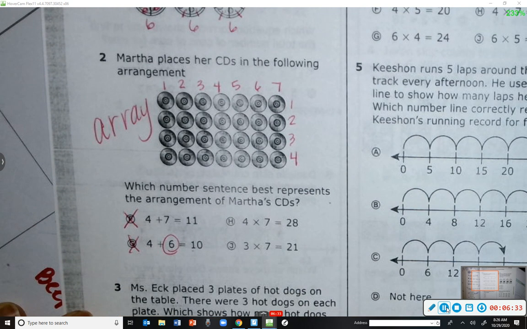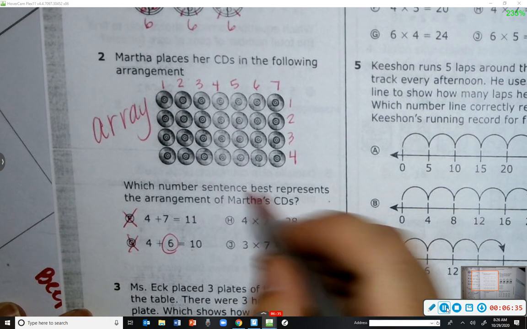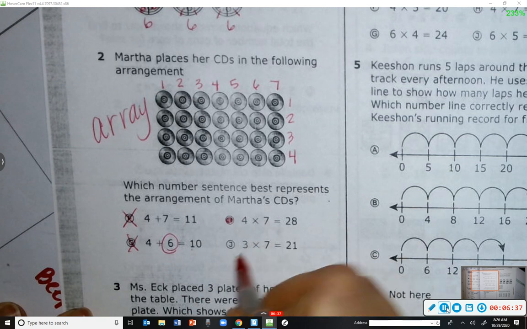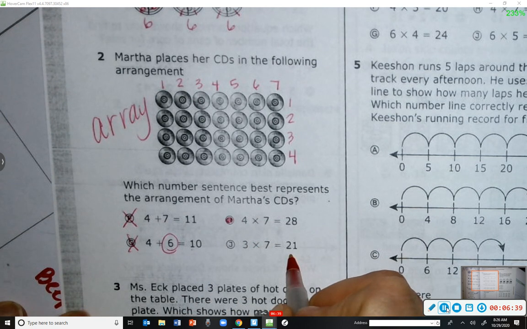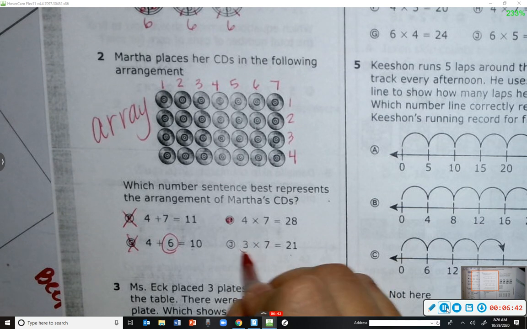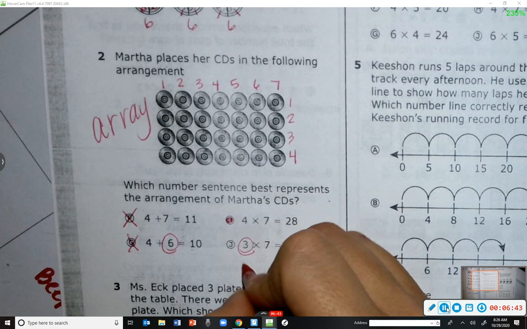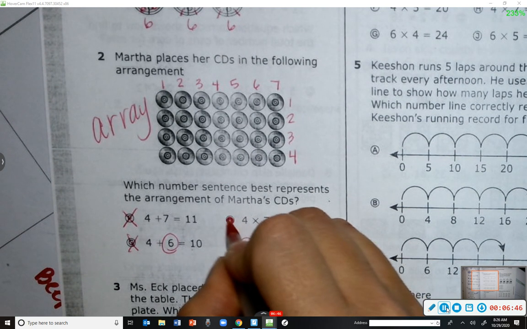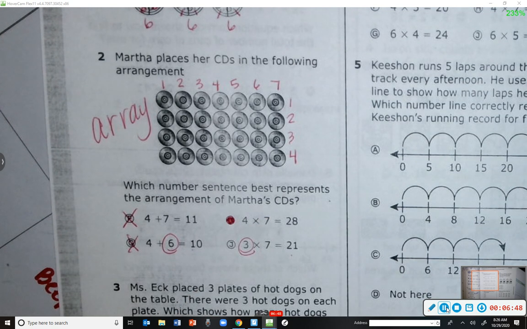4 times 7? Yes. That was good. This one looks good. 3 times 7? No. It was close, but it's got one of the numbers wrong. It's not 3 rows, it was 4 rows. So H is correct.